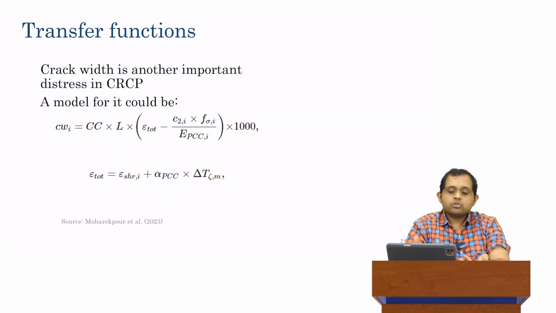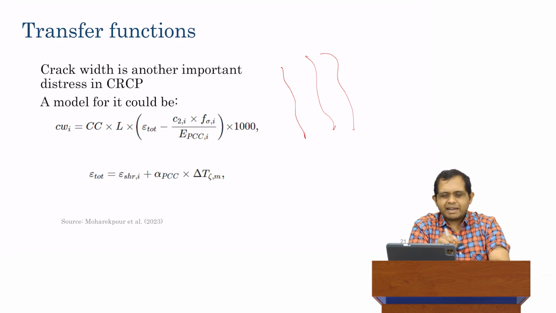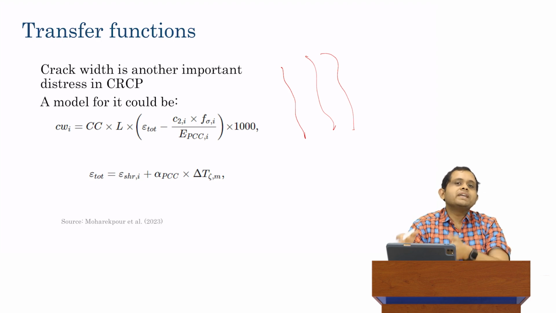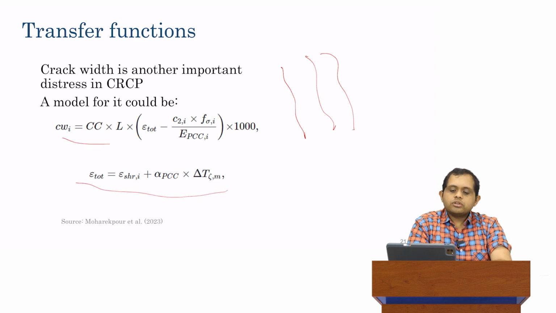Another transfer function which could be used for CRCP is for crack width. So I pointed out that in CRCP you have regularly spaced cracks, but the width of the crack is so small, it's in microns, that when a car drives over it, it's not experiencing a crack. As far as the car is concerned, it's just one smooth pavement. That's why we don't call these cracks distresses. But the crack width then is very important. If the crack width gets too big, then suddenly it goes from being not a distress to being a distress. So we would ideally like to control and predict our crack width as part of our CRCP design. And so there are other models which I've pointed out over here, which tell you the CW is for crack width.